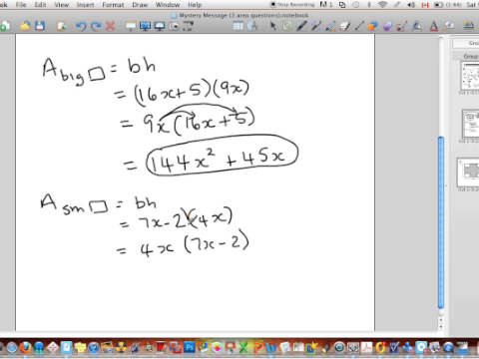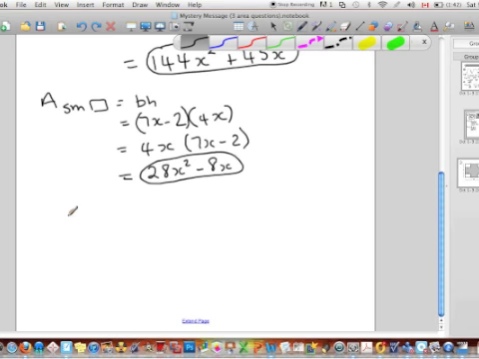Remembering too that I need a bracket around this one. Otherwise, it would have just been 2 times 4x. 4x times 7x minus 2. 4 times 7 is 28. x times x is x squared. 4x times negative 2 is negative 8x. There we have it. We have 2 sections. Okay, so now you have your 2 expressions.